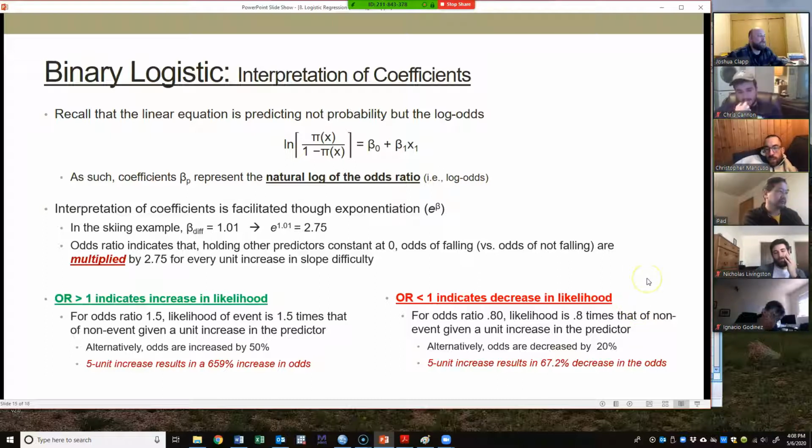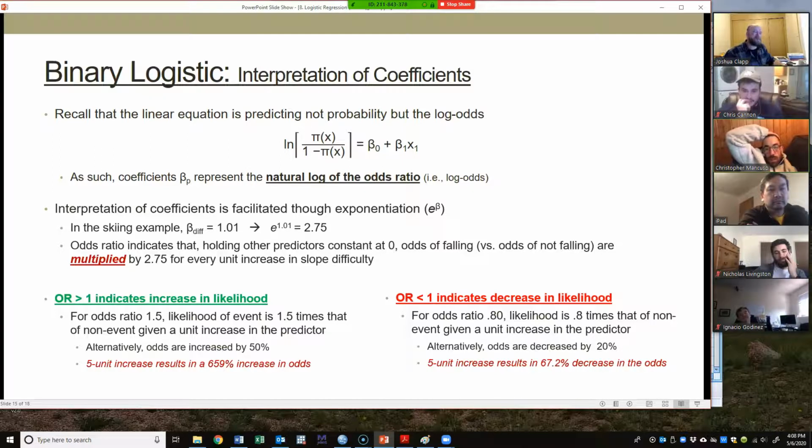It's 0.8 to the 5th power. Okay, but this is just for 0.8, right? So it's just 0.8. So how did I go from 0.8 to a 20% decrease? It's 1 minus 0.8. There we go. Right, so I'm just taking this and flipping it around.